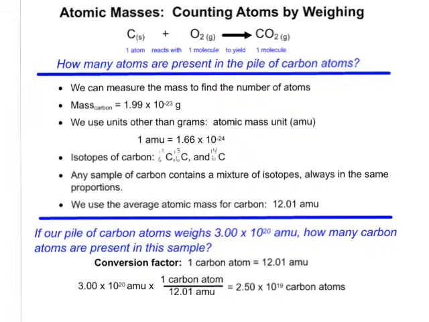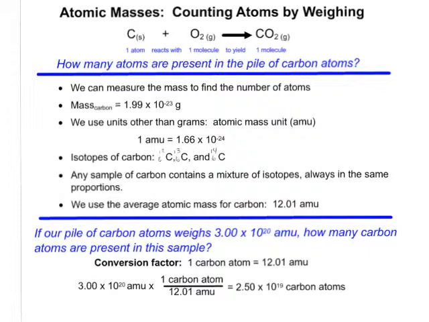Now let's look at something other than candy. Let's look at atoms. If you look at this formula right here, this represents 1 carbon atom reacting with 1 molecule of oxygen to yield 1 molecule of CO2, or carbon dioxide. How many atoms are present in the pile of carbon atoms?